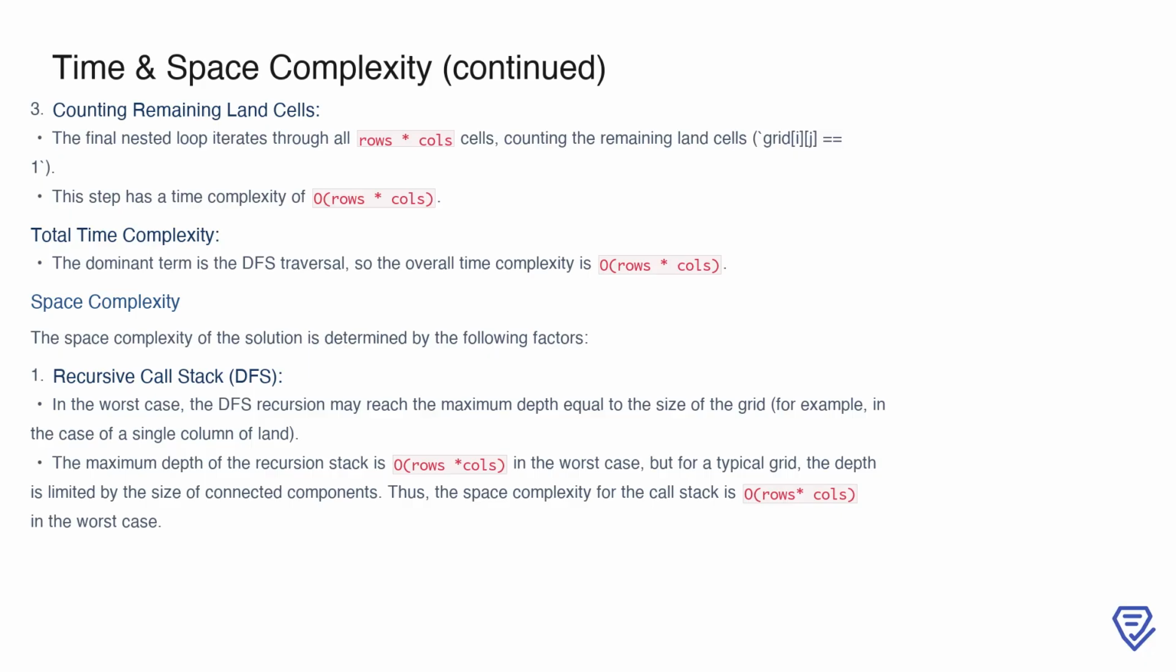Moving on to space complexity, the primary factor here is the recursive call stack used during DFS. In the worst case, where the grid is a single column or row of land cells, the recursion depth can reach the total number of cells, leading to a worst-case space complexity of O(rows * cols). However, for most typical grids, the recursion depth is limited by the size of the connected components being explored, which can significantly reduce the actual space usage in practice.